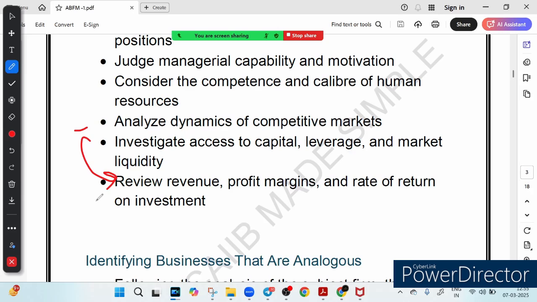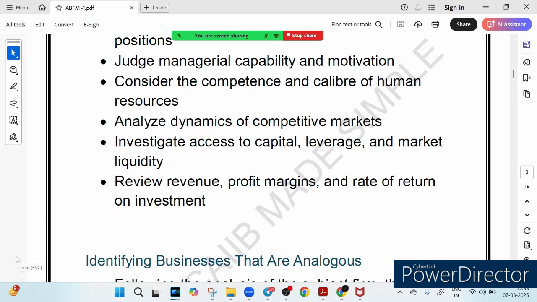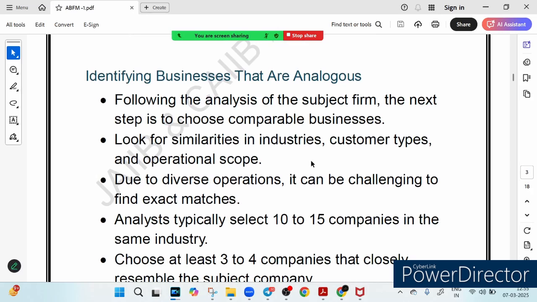Just like buying a car or a house, valuing a company requires thorough research. You compare its position, strength, and financial health before determining its worth. So in the next slide, we will apply this concept to a real world example, identifying businesses that are analogous. This is what relative valuation is all about. I hope this makes sense to you. So friends, now let's discuss our next slide.